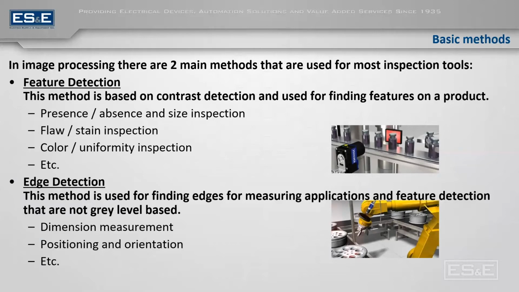And you can tell to the right how the camera is set up on the left-hand side, looking at objects going down a conveyor, and you can see that there is actually a backlight on this as well. The red square object is supposed to be a backlight. Also, edge detection. This is mainly used for finding edges in measuring applications, and feature detection that are usually not gray level based. So dimension measurement, positioning and orientation.